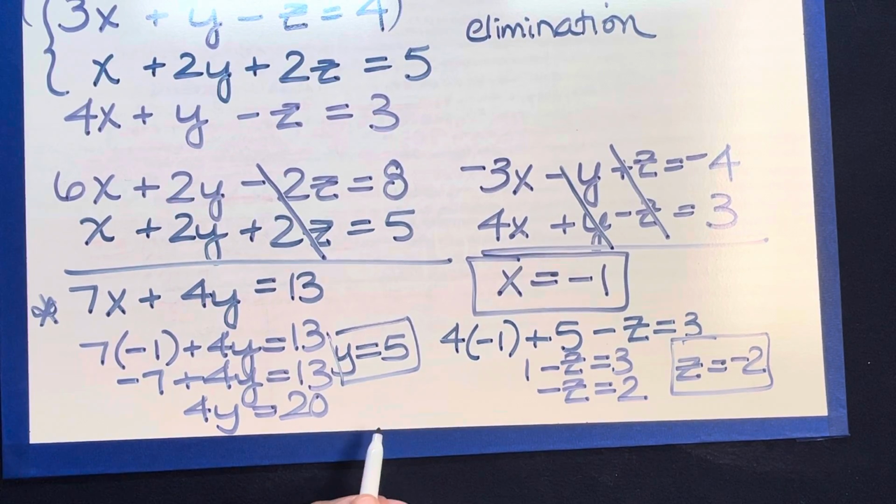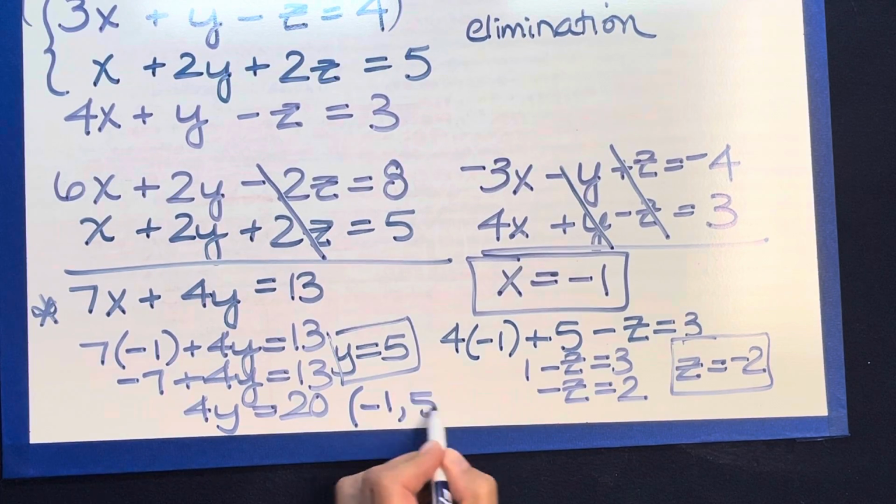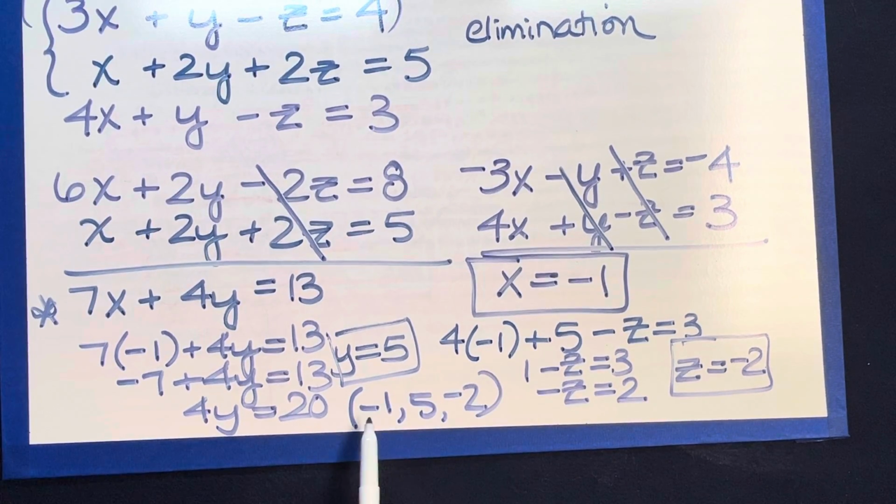Now, when we're solving a 2x2, it's an ordered pair. This time I write my answer as an ordered triple, and we write them alphabetically, so it's my x, my y, and my z, and that's how I solve a 3x3 system of equations.